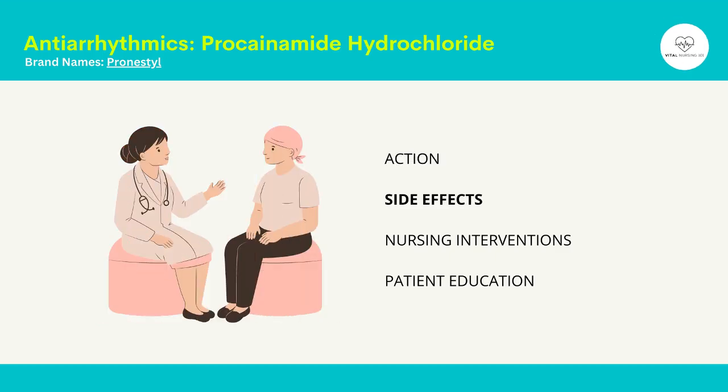Side effects are the following. With the central nervous system, side effects are fever, seizures, hallucinations, psychosis, confusion, dizziness. Cardiovascular side effects are hypotension, bradycardia, AV block, ventricular fibrillation, ventricular asystole. Gastrointestinal side effects are abdominal pain, nausea, vomiting, anorexia, diarrhea. Skin side effects are maculopapular rash, urticaria, pruritus, flushing. Other side effects include lupus-like syndrome and angioneurotic edema.